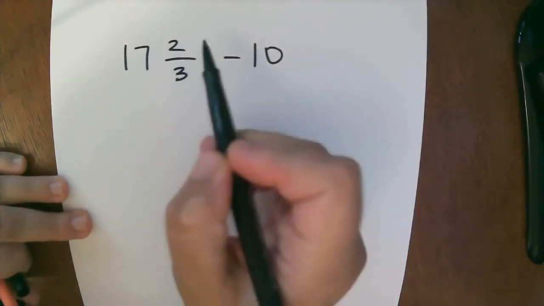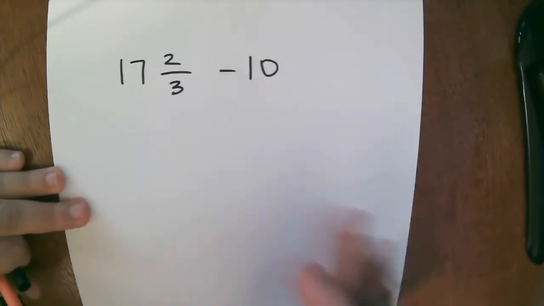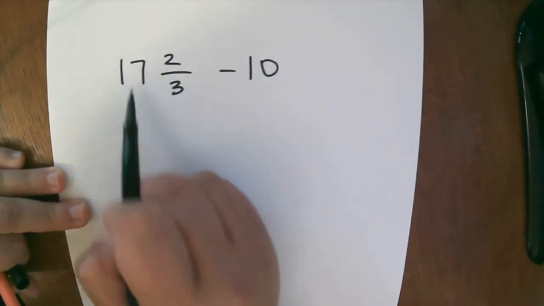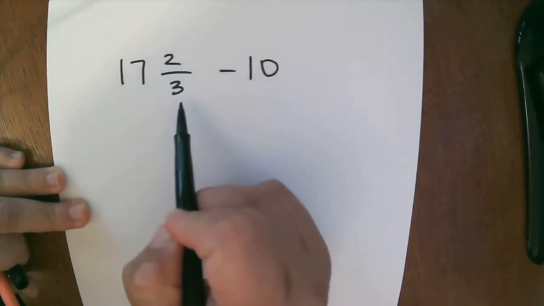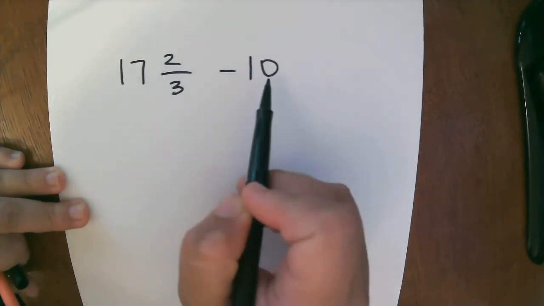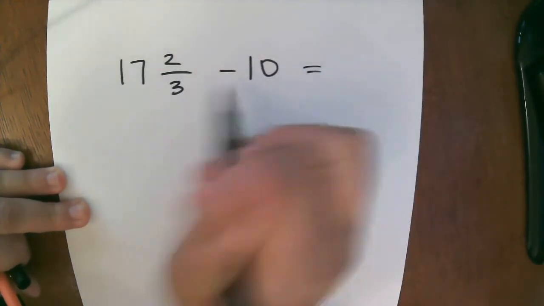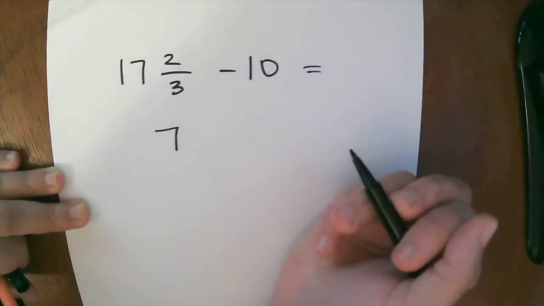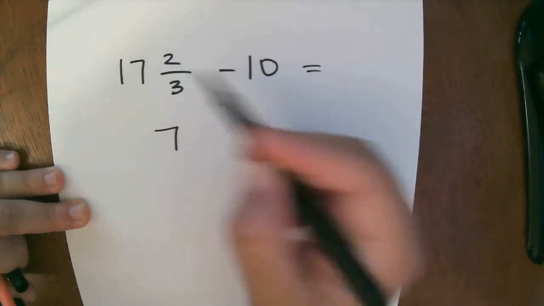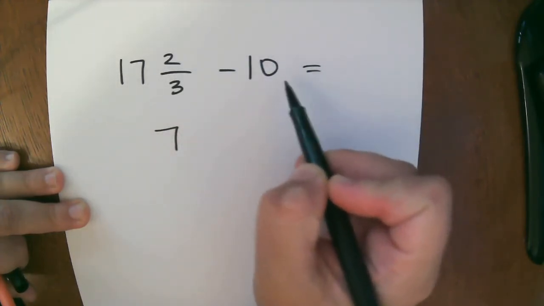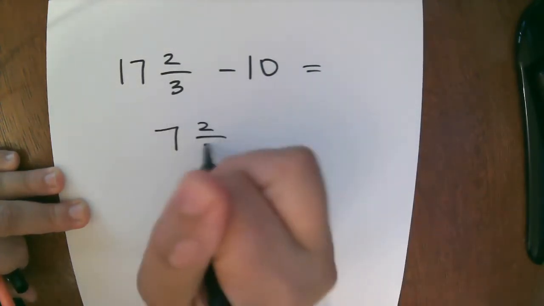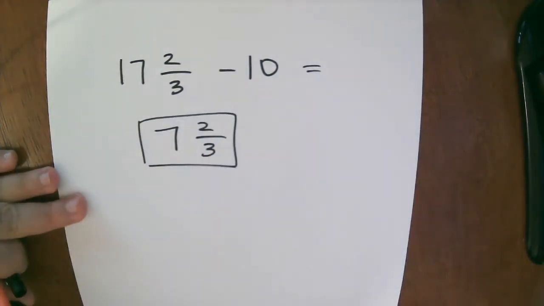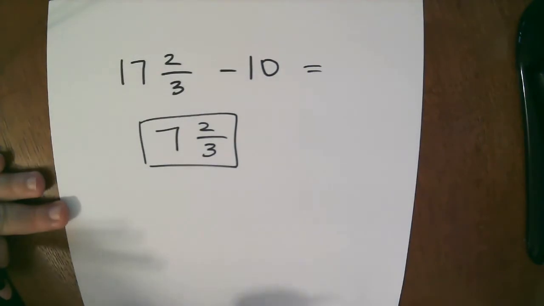So we have 17 and 2/3 minus 10. Okay, so this might look a little bit complicated, but it really isn't. So you have $17.66 in your pocket, and somebody wants $10 from you. Okay, so you give them $10. So 17 minus 10 leaves you with $7, but you still have that change because your friend didn't want any change from you. So you still have 2/3 in your pocket. So that's your answer. Super easy, right?